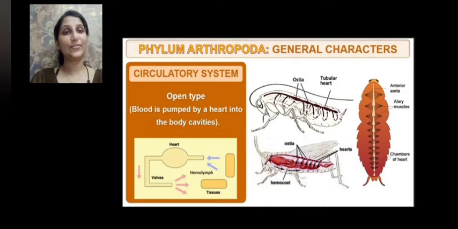And about its circulatory system, it is open type. We studied in the introductory modules that there are two types of circulatory system. One is open and the other is closed. In the case of arthropoda, it is the open type of circulatory system. That is, blood is pumped by the heart into the body cavities. So this is a body cavity which is filled with hemolymph, that is a fluid. So this is about the open circulatory system which is found in arthropods.